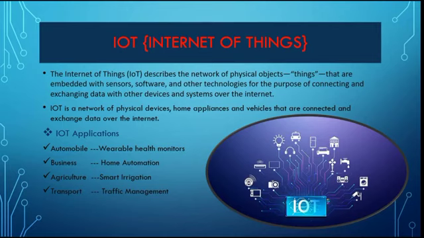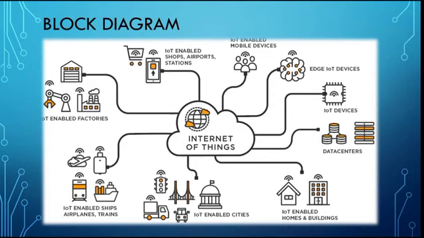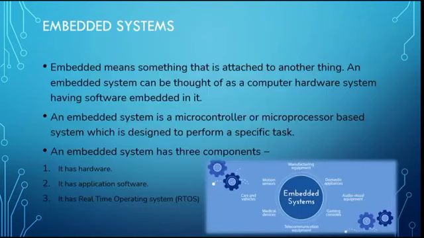In the agriculture field, it is about smart irrigation. In transportation, it is used in traffic management. This is a block diagram of the IoT. It can be used in various sectors like edge IoT devices, data centers, IoT-enabled homes and buildings, IoT-enabled cities, IoT-enabled ships, airplanes, and trains. From a mobile, we can operate anything.